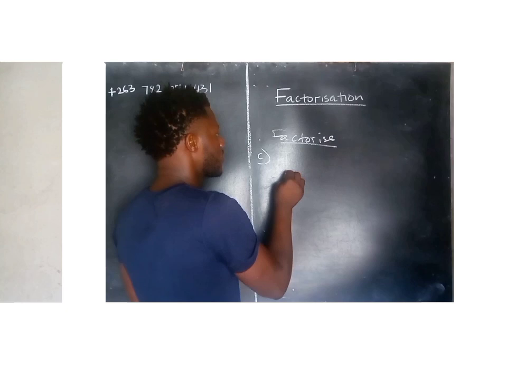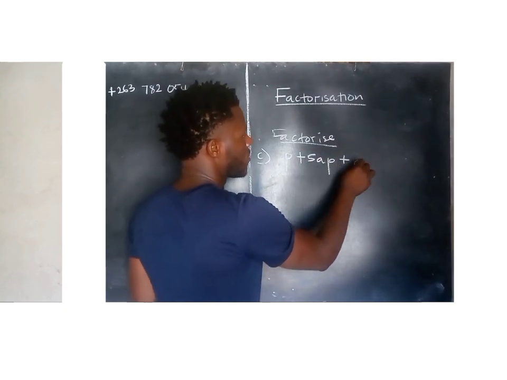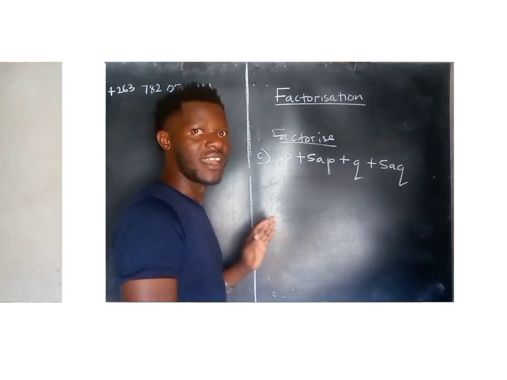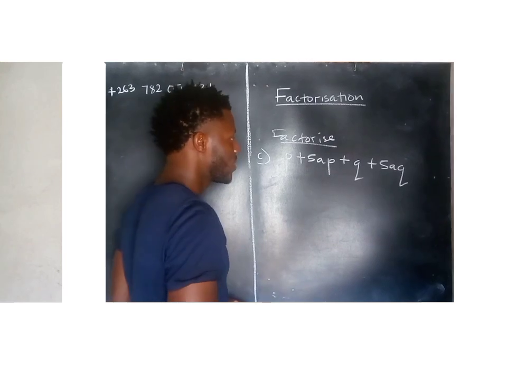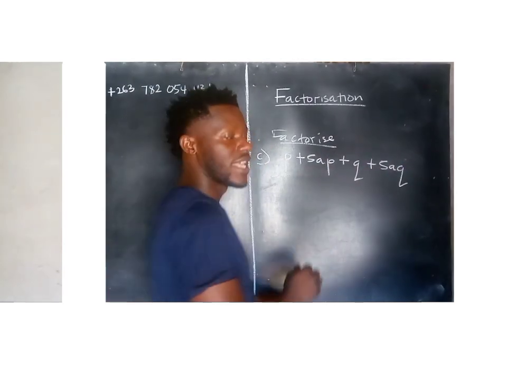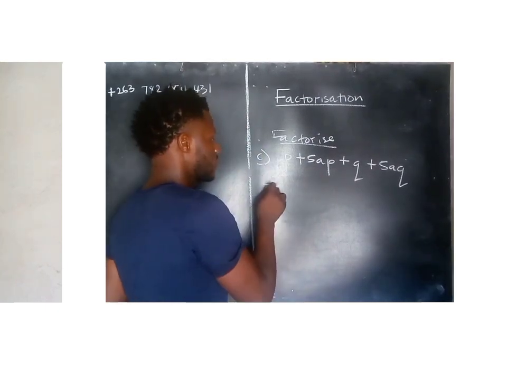Example C: P plus 5AP plus Q plus 5AQ. Now we have 4 terms which are to be factorized. So what you do is you find a common factor for the first 2 and a common factor for the last 2, and you must come up with 2 similar brackets like this.